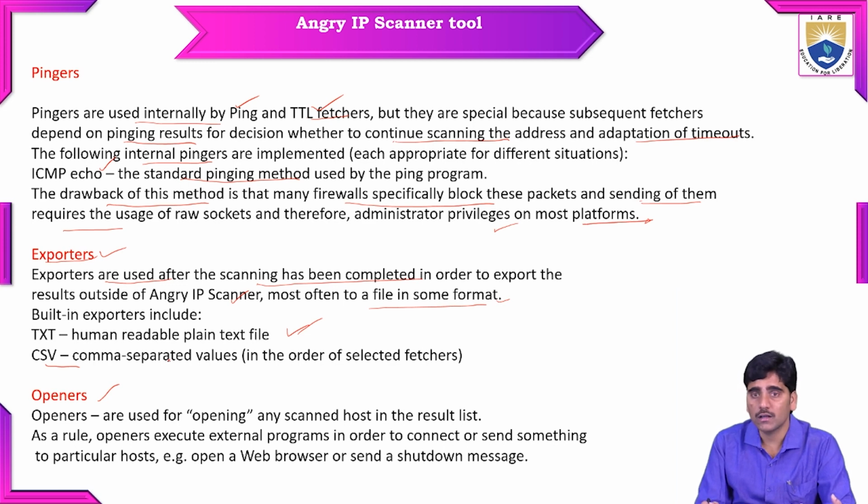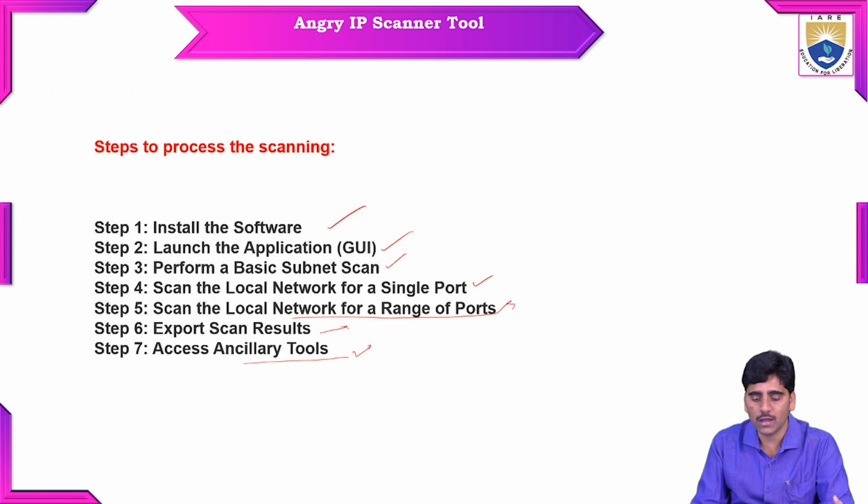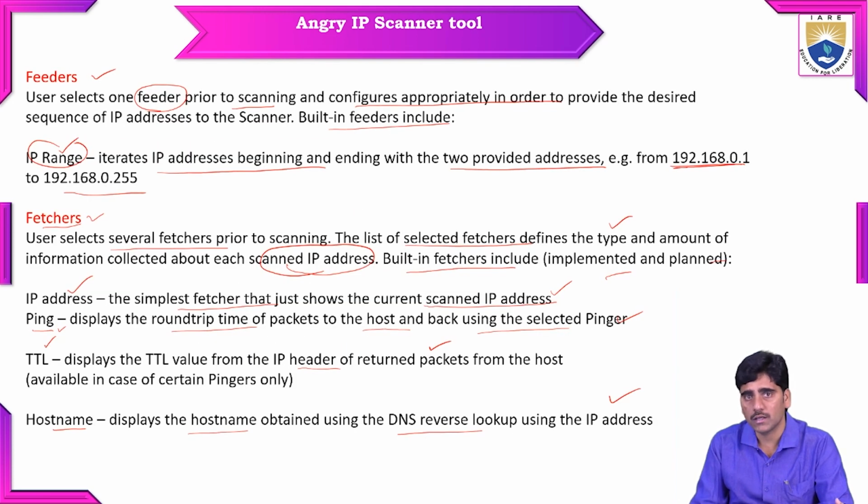Openers are used for opening any scanned host in the result list. As a rule, openers execute external programs in order to connect or send something to particular hosts, for example opening the web browser or sending a shutdown message. So some types of openers can be used to open or shut down a particular system. These are some ancillary tools that are optional in the Angry IP Scanner tool.